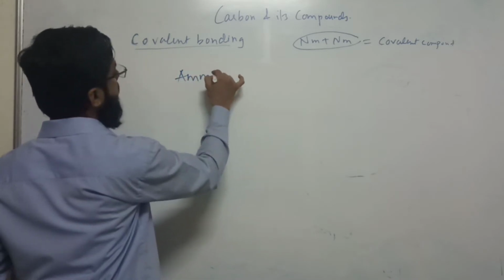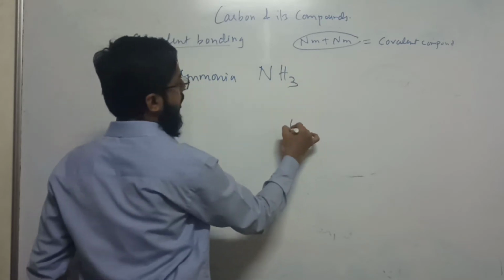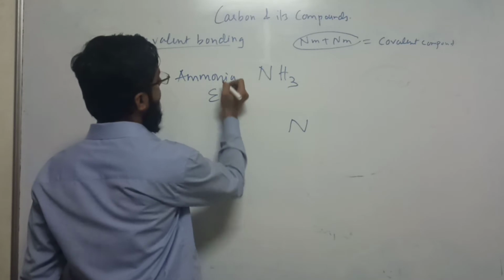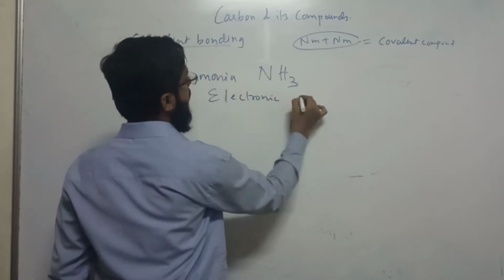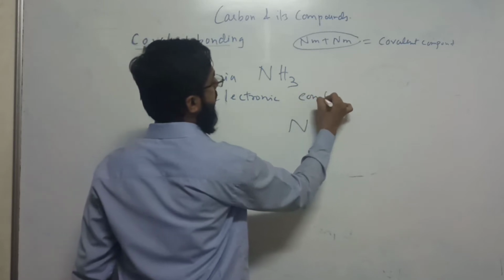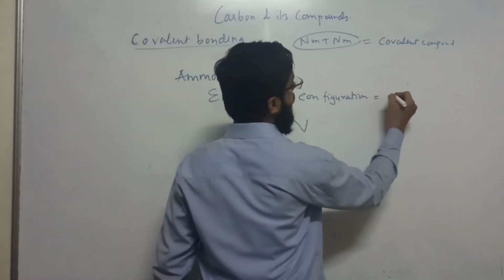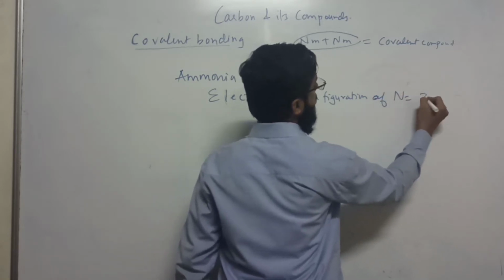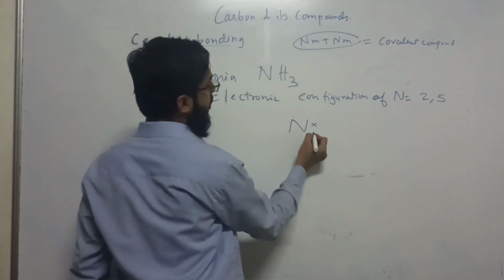Ammonia is a gas. The formula of ammonia is NH3. And nitrogen has an electronic configuration, which means the arrangement of electrons around the nucleus of nitrogen. Nitrogen's atomic number is 7, so its configuration is 2, 5. So we are going to deal with the outermost electrons.